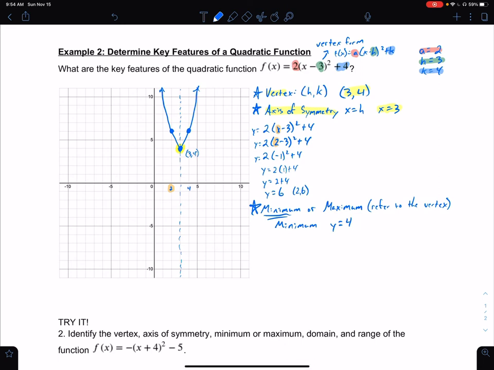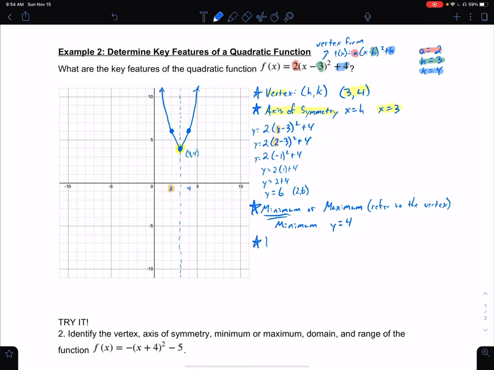All right, so minimums and maximums are in reference to your vertex, and then more specifically, the y value of that vertex. If the parabola had been upside down, so let's say you had a parabola that looked like this, the vertex here would have been a maximum. All right, but our parabola in this specific problem opens up, so it is a minimum.